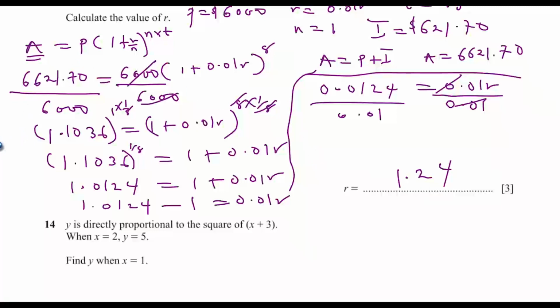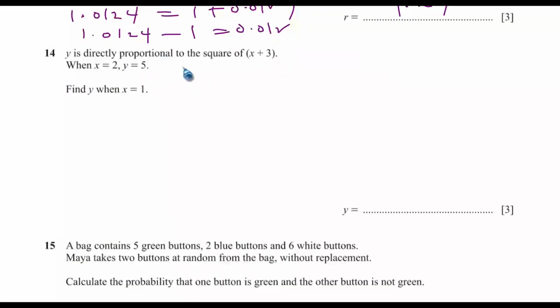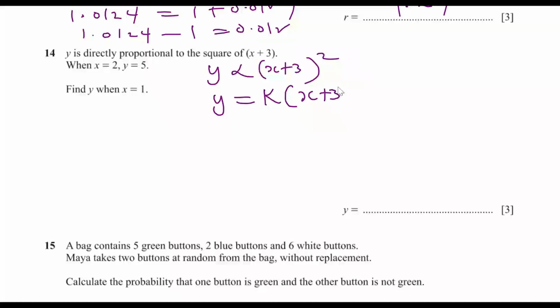So let's go to the next question. That will be question 14. Question 14: y is directly proportional to the square of x plus 3. When x equals 2, y equals 5. Find y when x equals 1. So firstly, we need to interpret this. y varies directly as the square of x add 3. We need to replace this sign of proportionality with a constant and an equals sign, so that will be y equals, let's use k, times (x plus 3) squared.